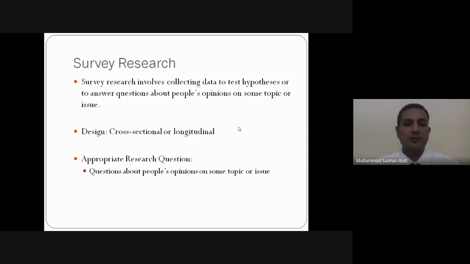So that will be the research which you will conduct to seek the answer to this question. Survey research can be divided into two types. One is the cross-sectional type, the other one is the longitudinal type. That depends upon the time frame in which you want to collect the data. If you want to collect the data in a very brief and short time, then you have to opt for the cross-sectional study design. And if you want to collect data over a longer period of time, then the longitudinal study design will be the design of choice. The most appropriate research questions which identify survey research are questions about people's opinion on some topics or issues. These types of questions will be answered by survey research.